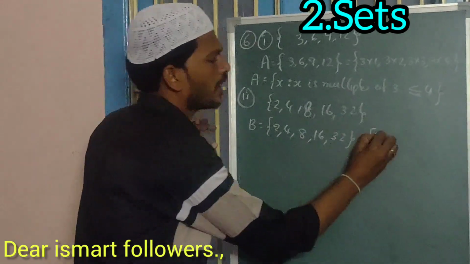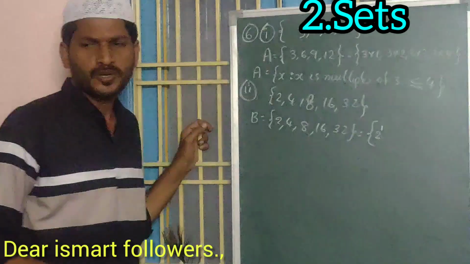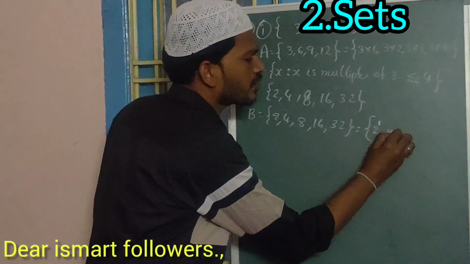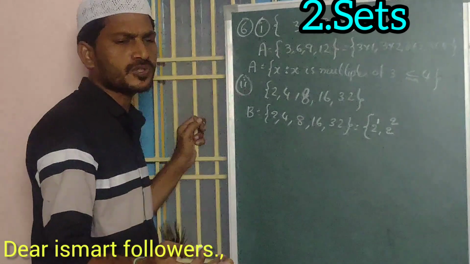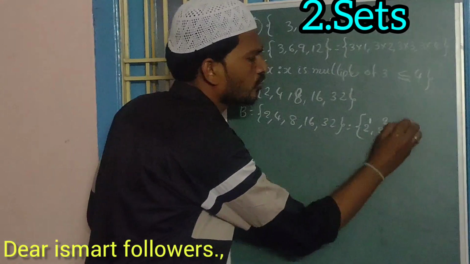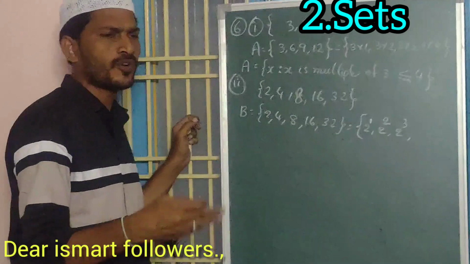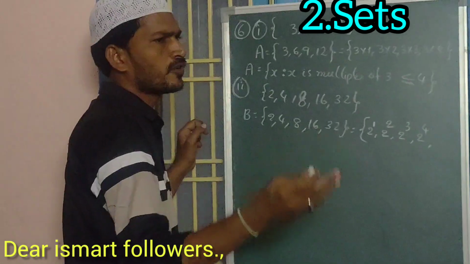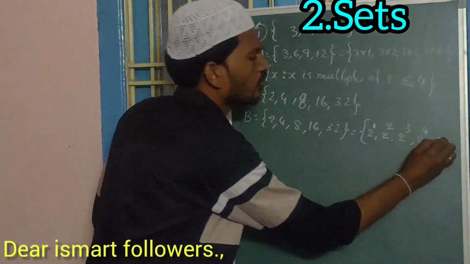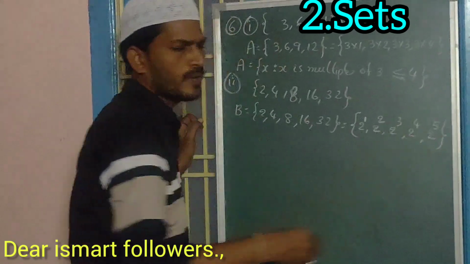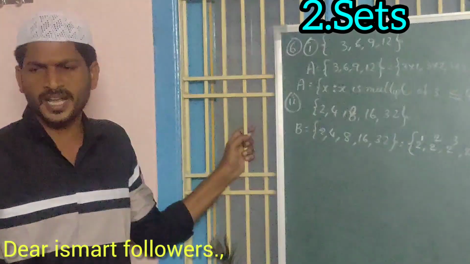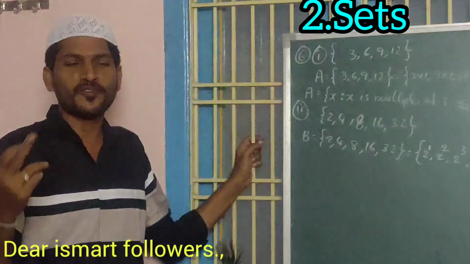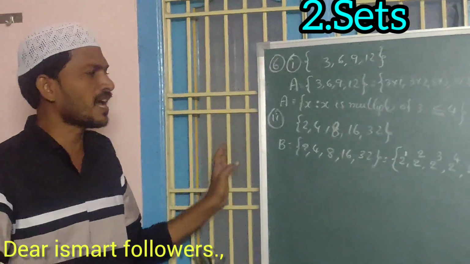See here, 2 can be written as 2 to the power of 1. 2 power 1 means 2 only. Next 4 can be written as 2 square. 8 can be written as 2 cube. 16 means 2 to the power of 4. 32 means 2 to the power of 5. 2 ones are 2, 2 twos are 4, 4 twos are 8, 8 twos are 16, 16 twos are 32.